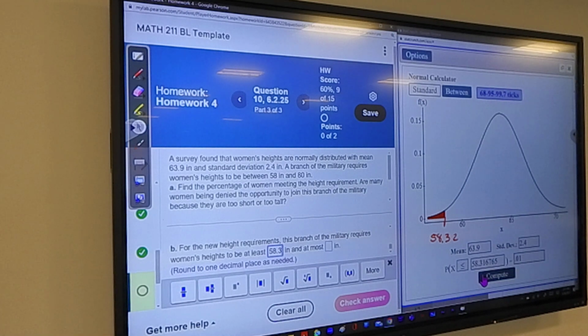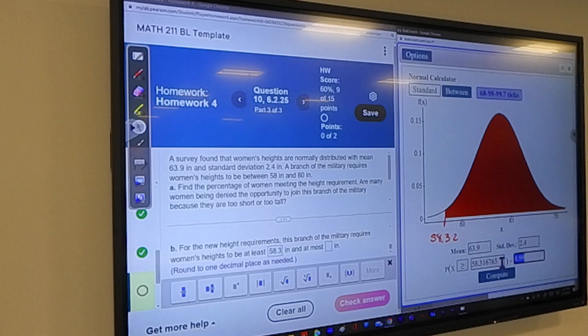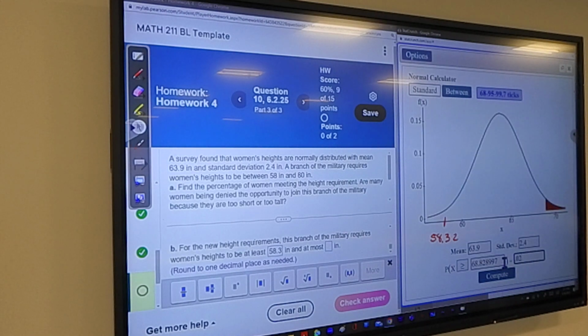You have to be taller than that. Flip the inequality and 0.02. And you have to be shorter than 68.8.